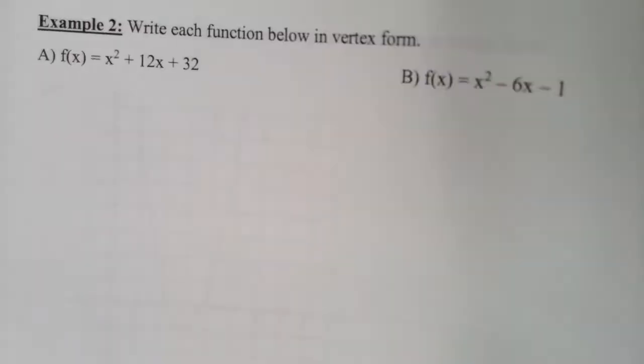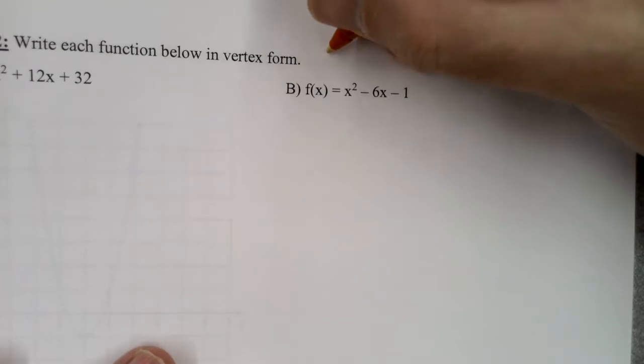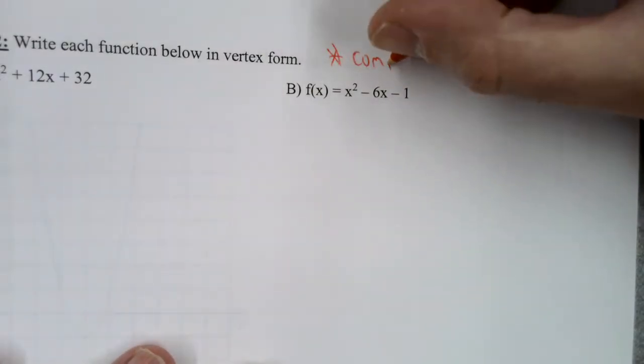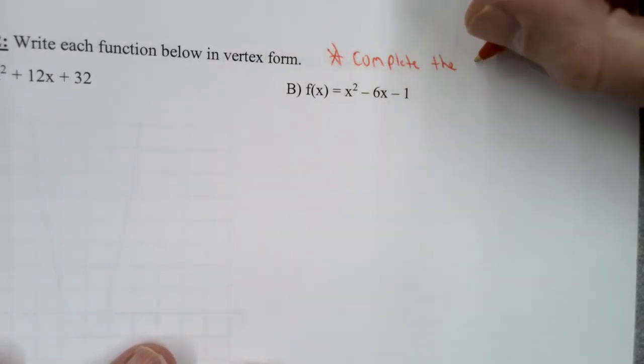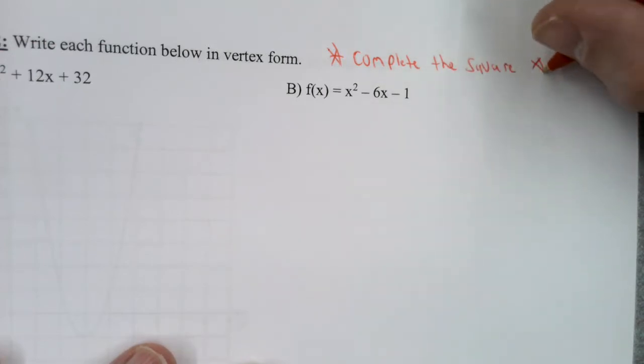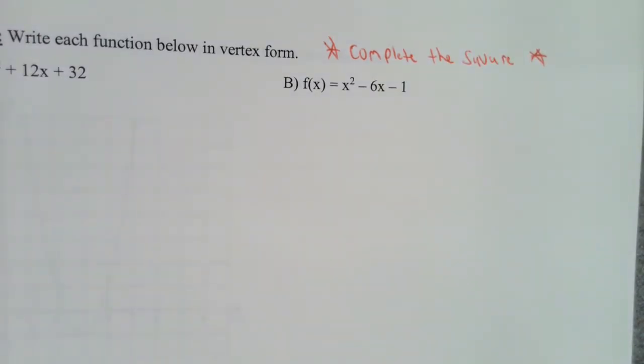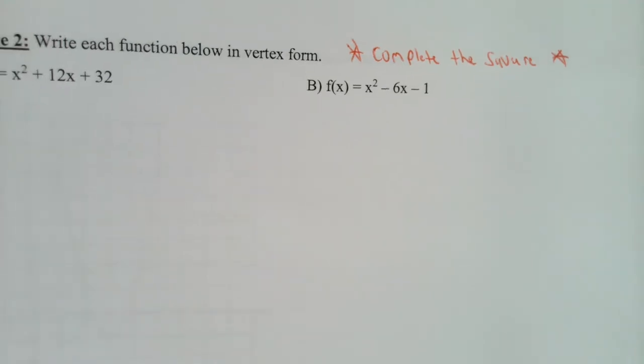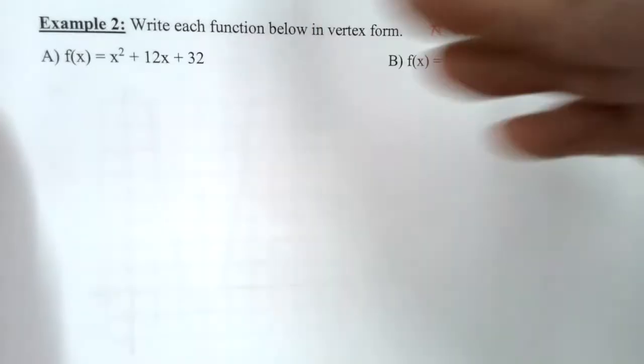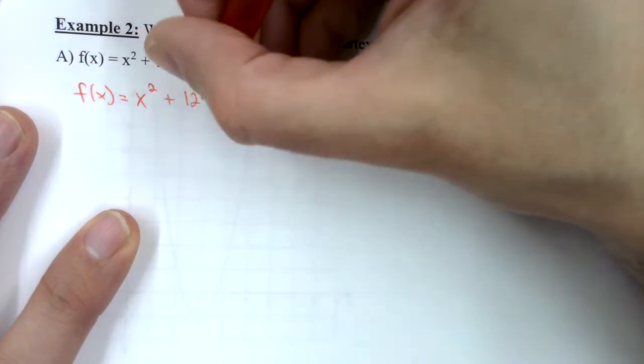What we are going to do is we are going to complete the square. That's how you do these. You complete the square. So, here's what I'm going to do. After the linear term, so after the term with just an x in it, you are going to do the following. Okay? We have x squared plus 12x.